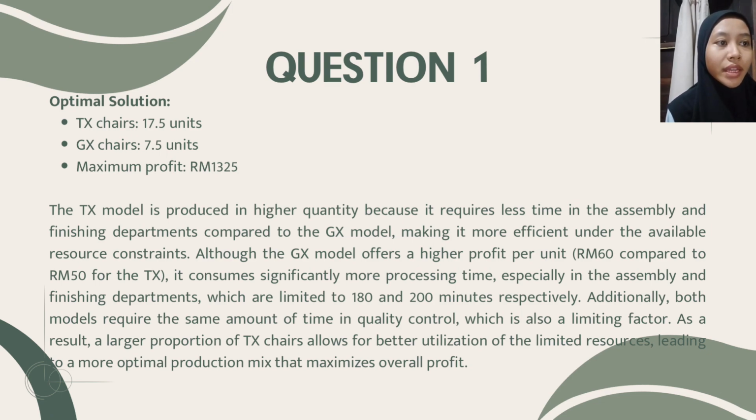requires less time in the assembly and finishing departments compared to the GX model, making it more efficient under the available resource constraint. Although the GX model offers a higher profit per unit, which is 60 ringgit compared to 50 ringgit for the TX, it consumes significantly more processing time, especially in the assembly and the finishing department, which are limited to 180 and 200 minutes respectively.